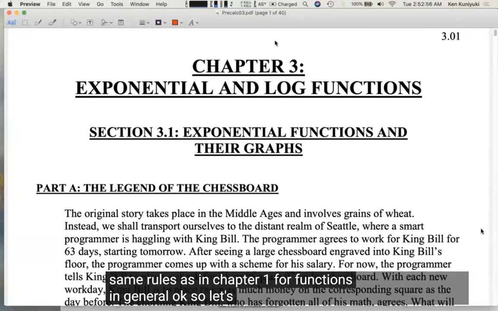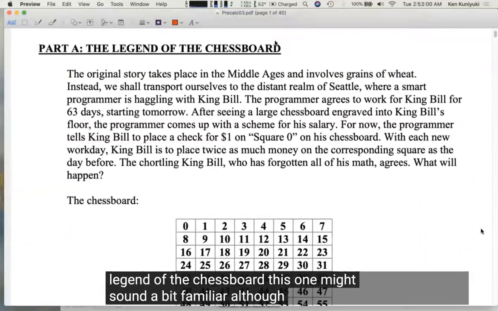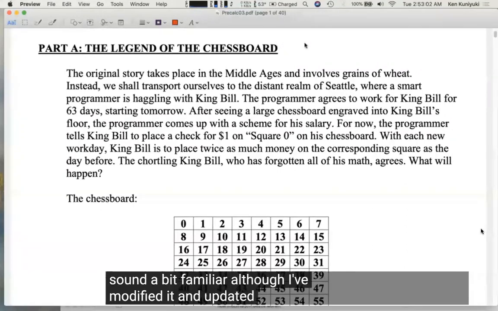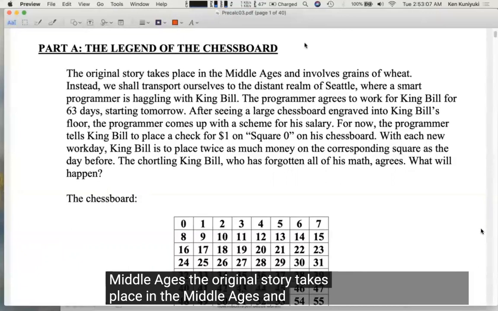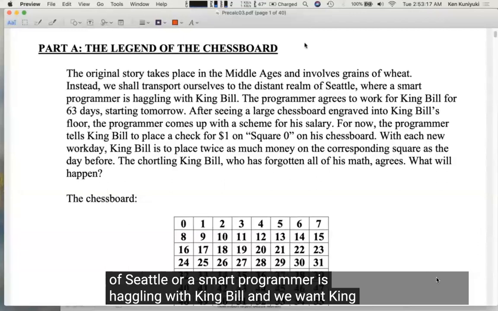Okay, so let's start with the legend of the chessboard. This one might sound a bit familiar, although I've modified it and updated it from the Middle Ages. The original story takes place in the Middle Ages and involves grains of wheat. Instead, we shall transport ourselves to the distant realm of Seattle, where a smart programmer is haggling with King Bill. And we want King Bill's money.